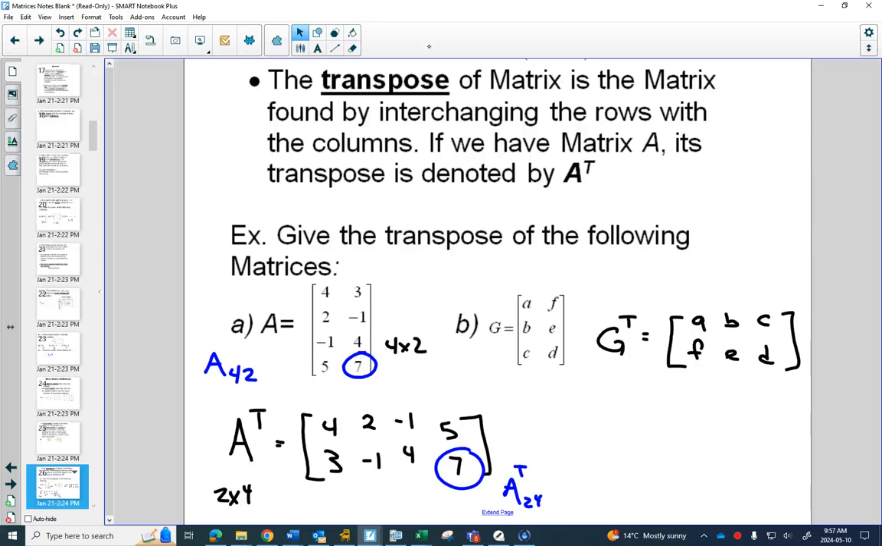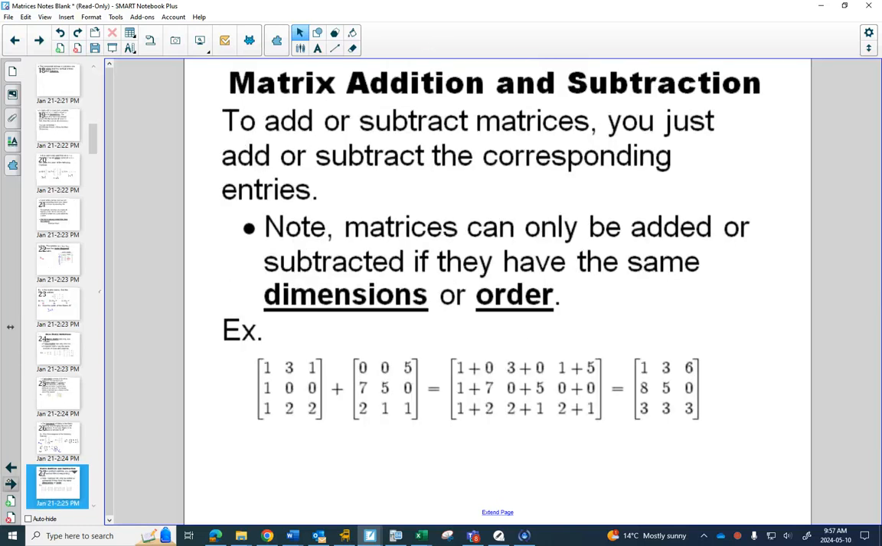We're almost done with the lesson. I know it's been really heavy. You're going to have to take some time to process this. But we're going to end with adding and subtracting matrices. There's a special rule for adding and subtracting. You can only add or subtract if they have the same dimensions. And then when you add them, all you do is add the corresponding elements.